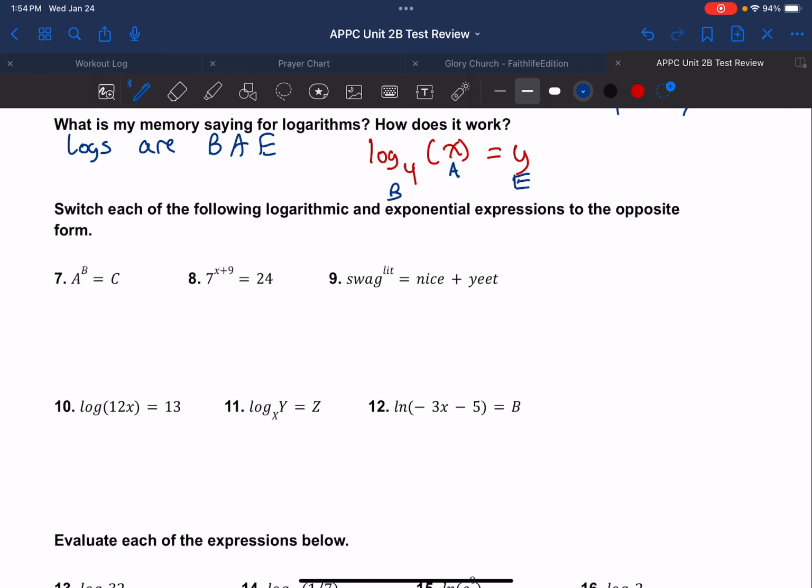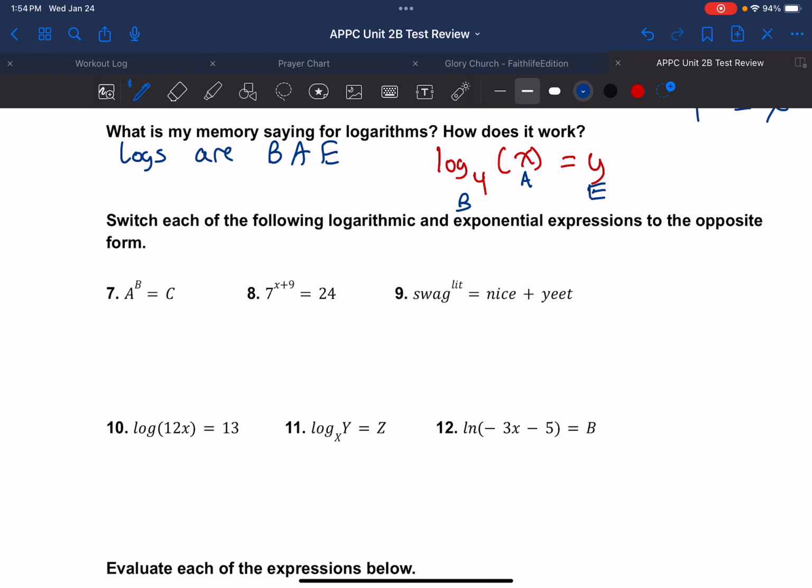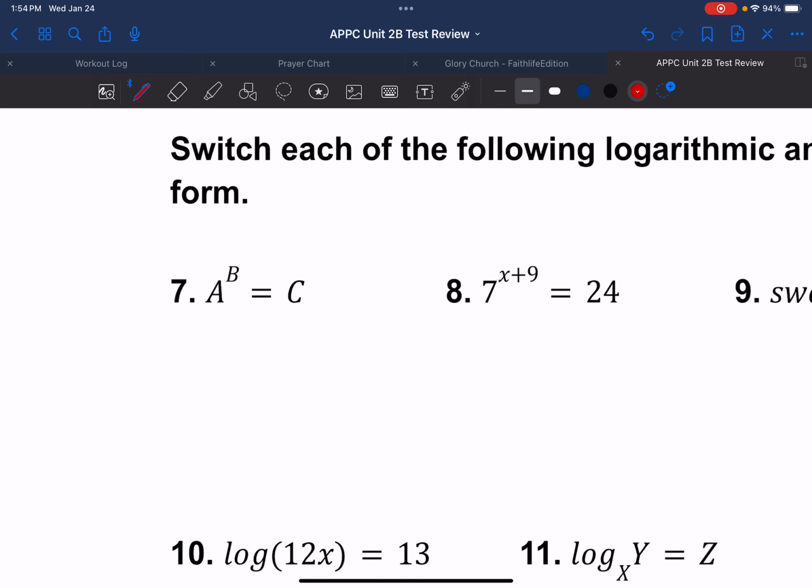Now switch each of the following forms. And once again, I'll label it for the first couple and then just go piece by piece. So let's do this one. This is actually going to be a little bit confusing because some of the letters might match, but it's okay. So A is my base, E is my exponent, and C is my answer or argument.